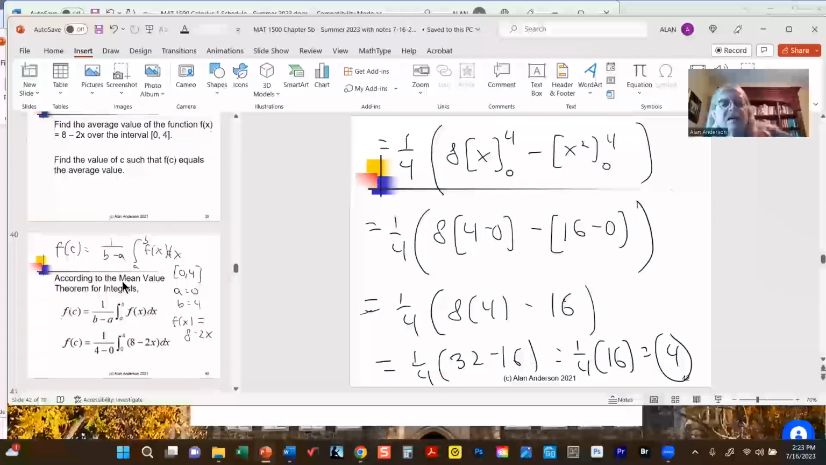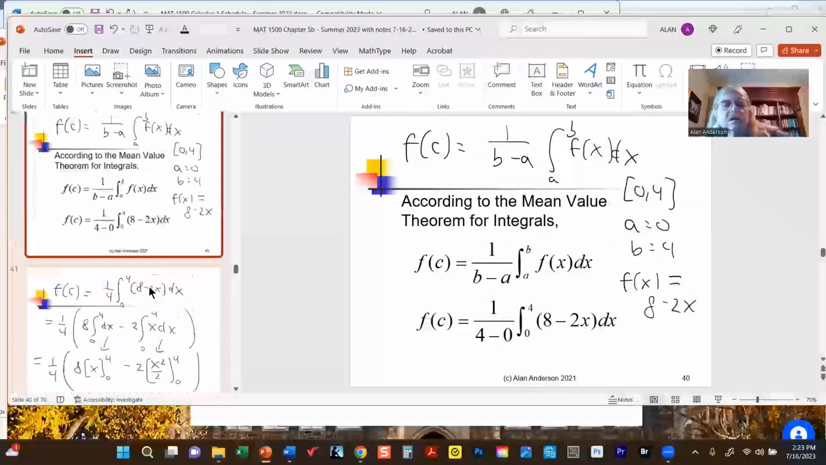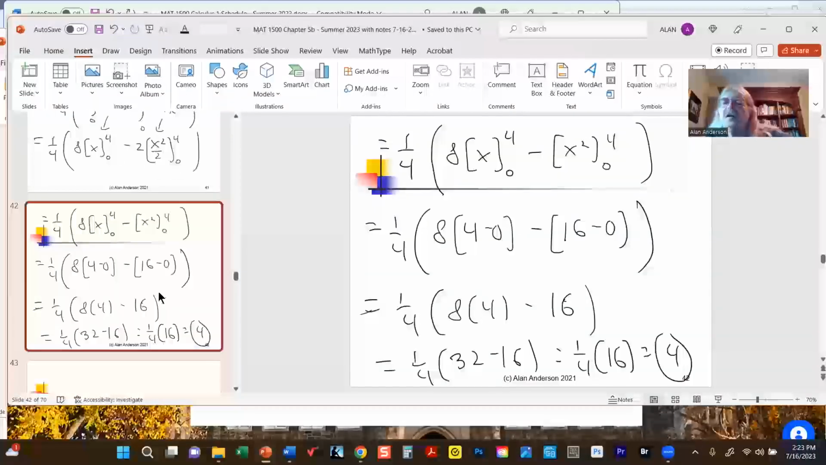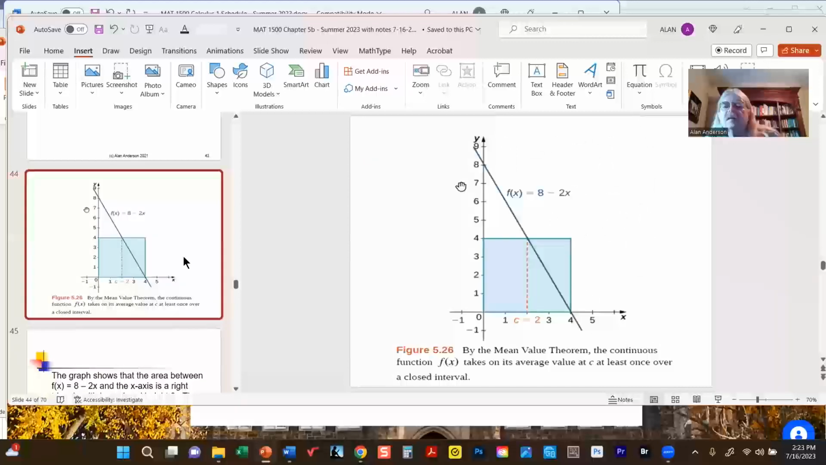So in other words, the average value of this function over the interval from 0 to 4 is 4. Now, it's easier to see this visually when you see the graph because the function we started out with is simply a straight line. So that's what it looks like. And of course, the interval we chose was 0 to 4. And so you can see here that the average is 4.